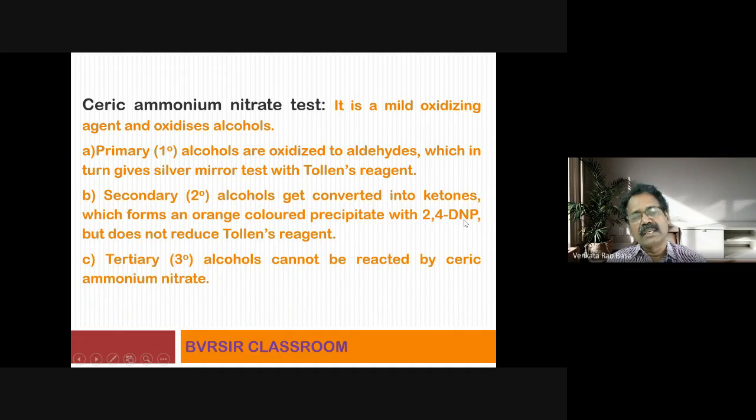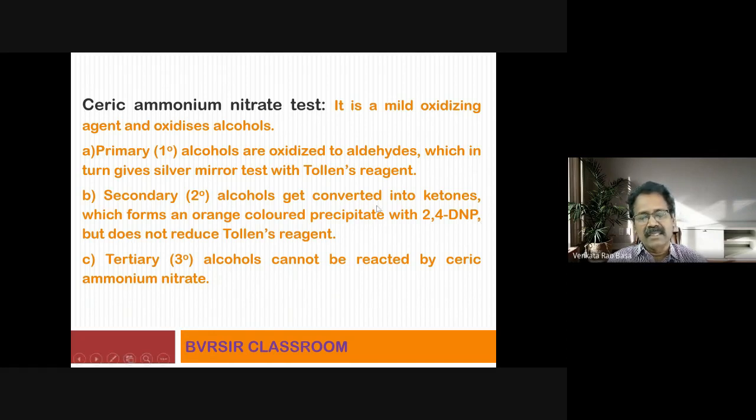Do remember, 2,4-DNP is 2,4-dinitrophenylhydrazine. This 2,4-DNP is a test for identification of carbonyl compounds. Carbonyl compounds means both aldehydes as well as ketones. Both of them give an orange colored precipitate with 2,4-DNP. But what is important is, if there is a positive test with 2,4-DNP and a negative test with Tollens reagent, then it implies that it is a ketone. If both tests are positive, then that substance is an aldehyde. Okay, that's why you study this one.